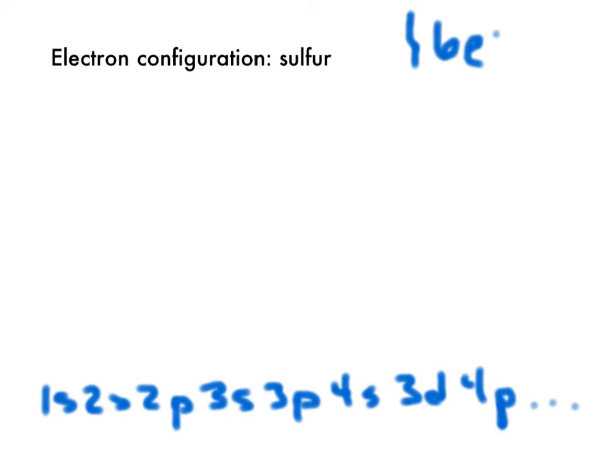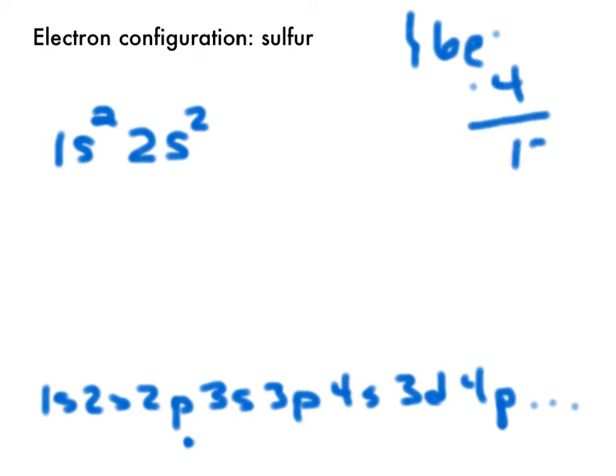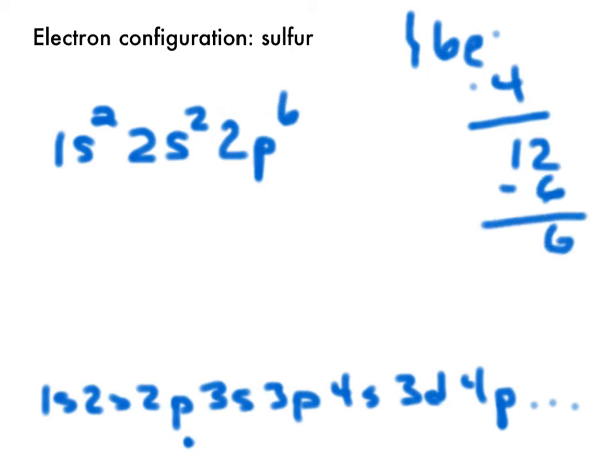And so we start in the 1s, and we can put 2 electrons in the 1s, so we do 1s2. Then we have the second energy level, and we can put 2 electrons in it. So we've used 4 electrons, so that means we have 16 minus 4, which is 12, left. Then we have the 2p, and we can put 6 in the 2p, so we've used up 6, so we have 6 electrons left.